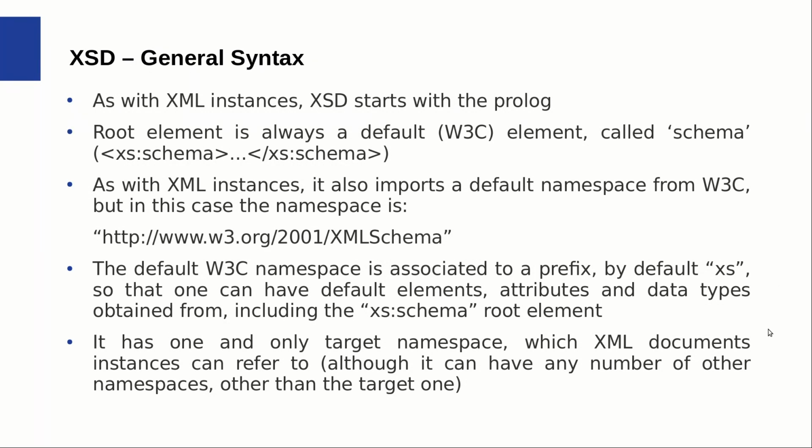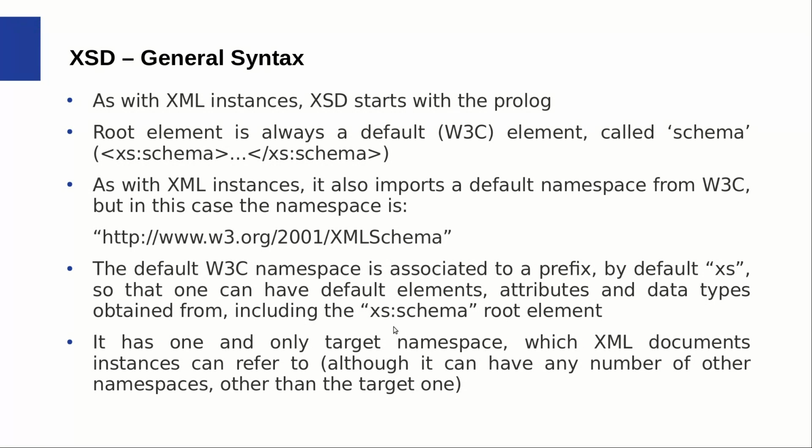The default W3C namespace is also associated with a prefix for you to use along the XSD document, and by default this prefix is xs, although you can use any other prefix, but by default we'll always use this default prefix xs associated with the default namespace that has the basic elements, attributes and data types from W3C, including the xs:schema element.